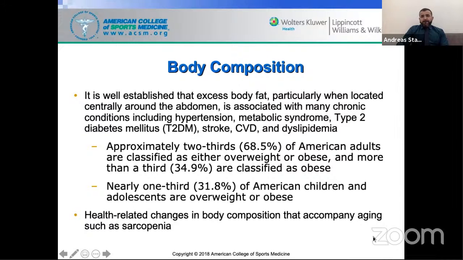Of course, as we get older, we lose muscle, right? Sarcopenia, which of course is related to our body composition. So as we grow older, our fat mass is going up and our fat-free mass is going down.